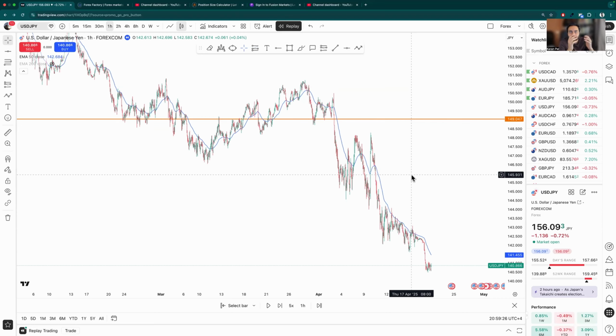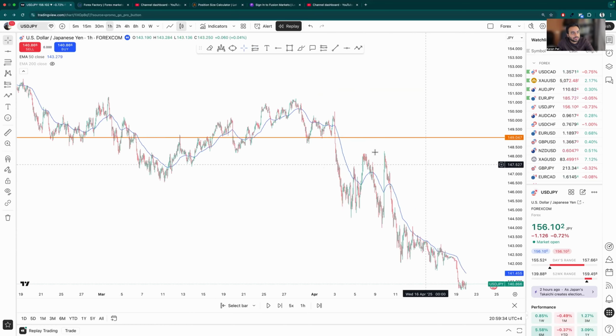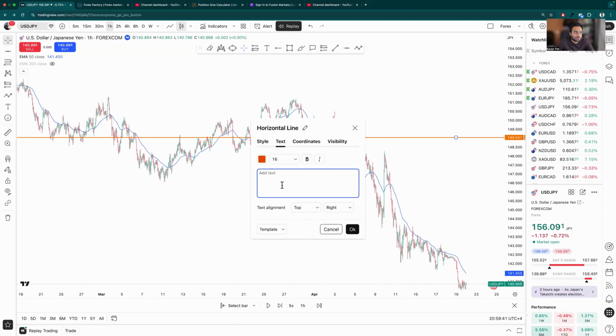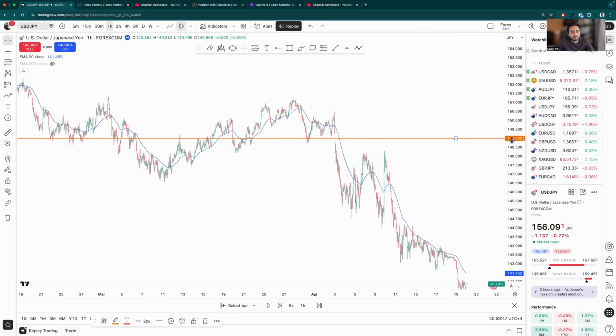Psychological levels rarely change. Now, there's psychological level as well. I haven't gotten to that so far. For example, right here on this 149 level, you can see there's some kind of support happening. I have marked this as 0.47, but the actual psychological level right here is this 149. When prices are like 149, 149.5, 150, these are major support and resistance levels.